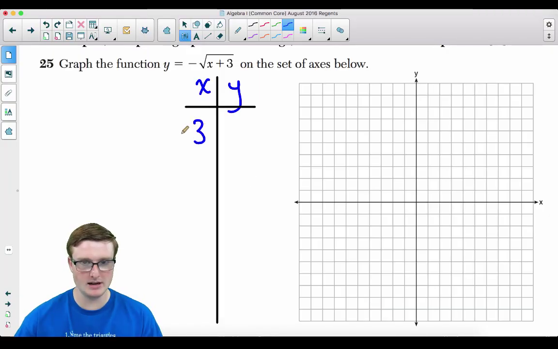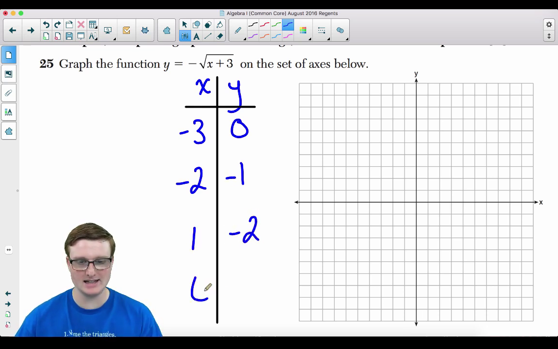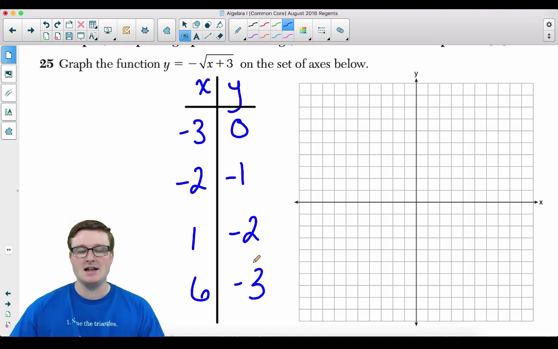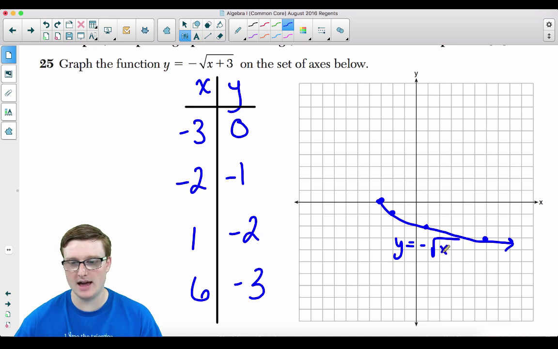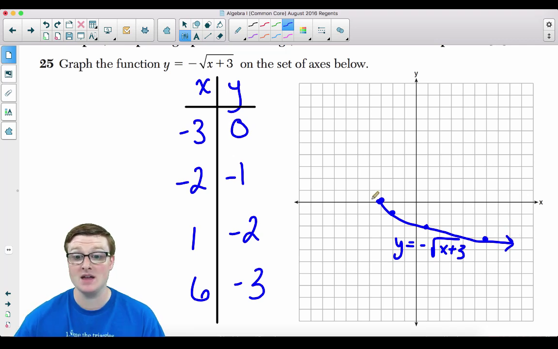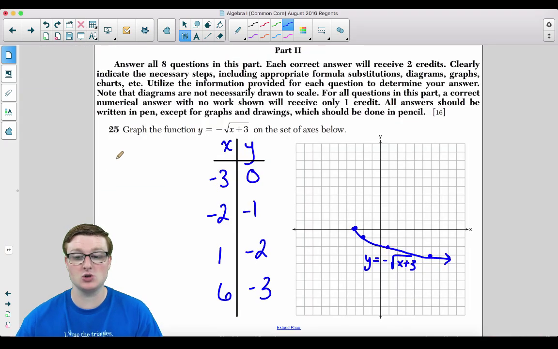So we're plotting the points negative 3, 0; negative 2, negative 1; 1, negative 2; and 6, negative 3. Those are the coordinates that I chose. Now from here, you're just going to plot those points. Plot negative 2, negative 1, then 1, negative 2, and 6: 2, 3, 4, 5, 6, down 3. And that, ladies and gentlemen, is how you graph that function, y equals negative square root of x plus 3. Just draw and label. Make sure that your arrow is pointing at the very end of this on the right. If you drew an arrow over here, you're going to lose a point on the Regents. Do not do that. All right, and that's how you do question number 25.